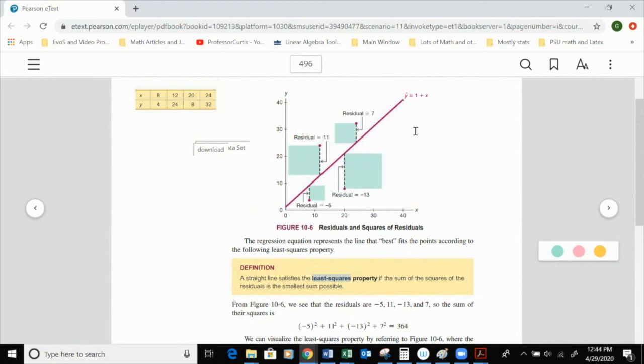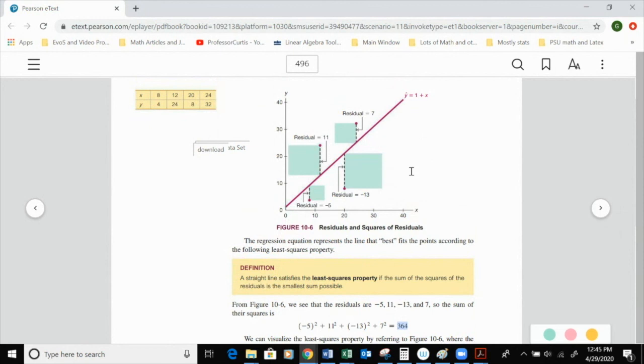maybe in Desmos or some graphing tool. Anyway, try any other line and calculate the residuals and square the residuals and take the sum of those squares, and you will get something bigger than 364, because this is the best line. It is the best fit. Why? Because it satisfies the least squares property. There's no other line which will have the sum of the squares of the residuals be a smaller value.